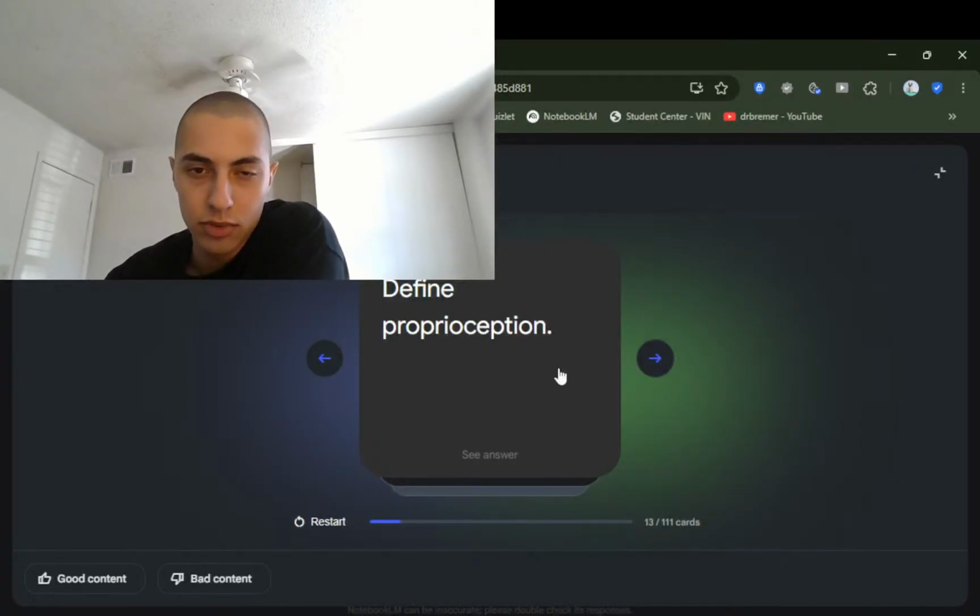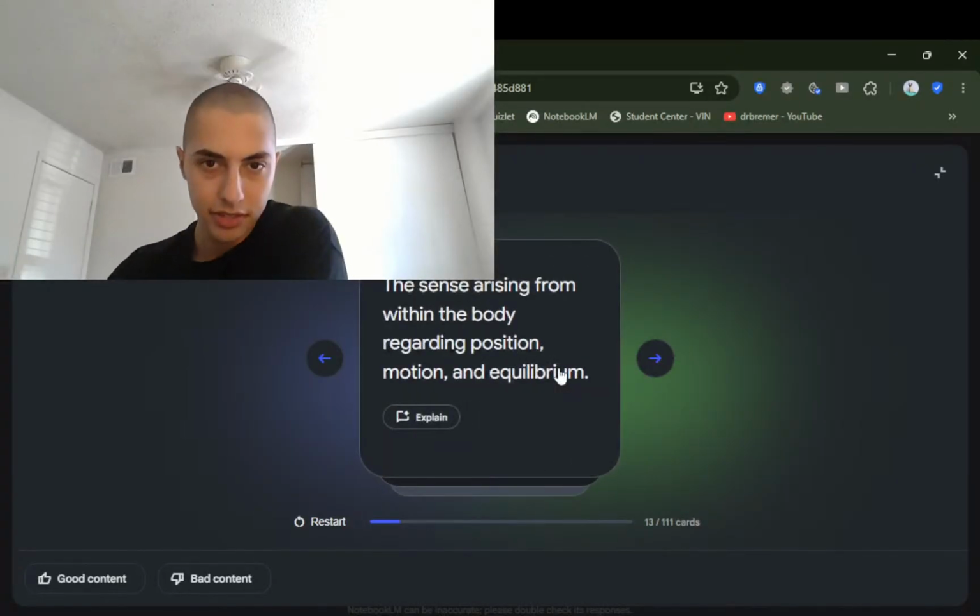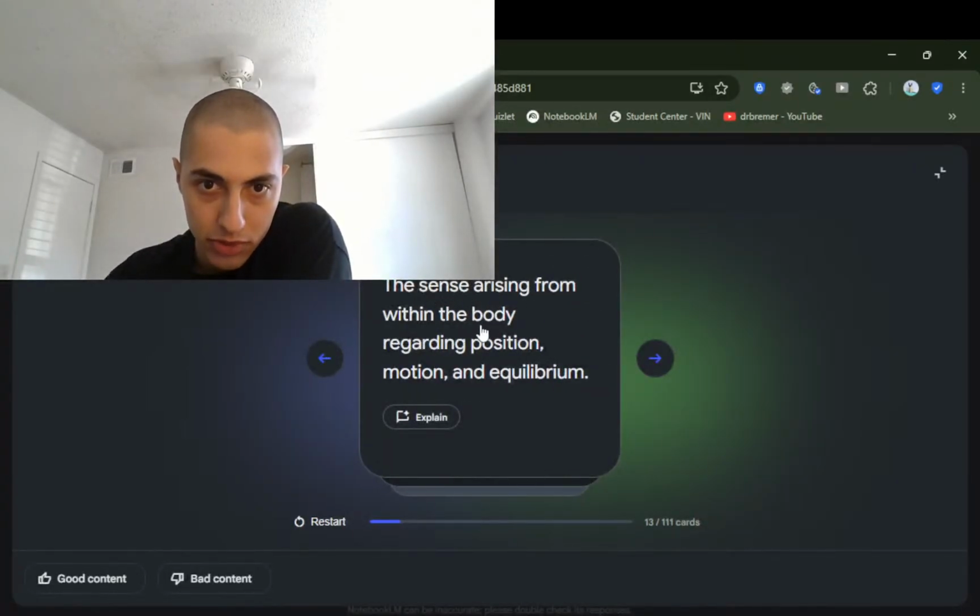Proprioception is your ability to feel where you are physically in the world, I think. The sense arising from within the body regarding position, motion, and equilibrium. Yep.